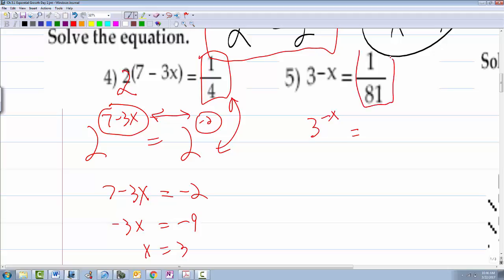What is this going to be? Come on. By the time I'm writing that 3 down, someone tell me the power. Did you say 4? Oh, it's negative. And which one is it? -3 or -4?